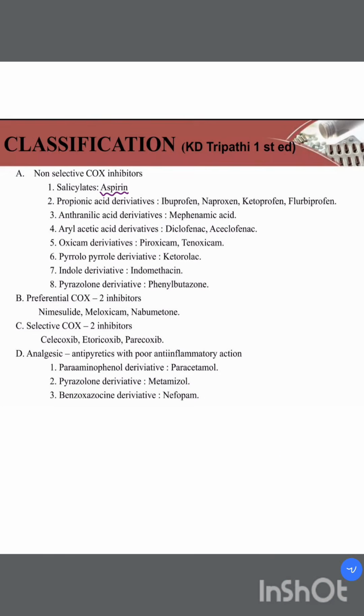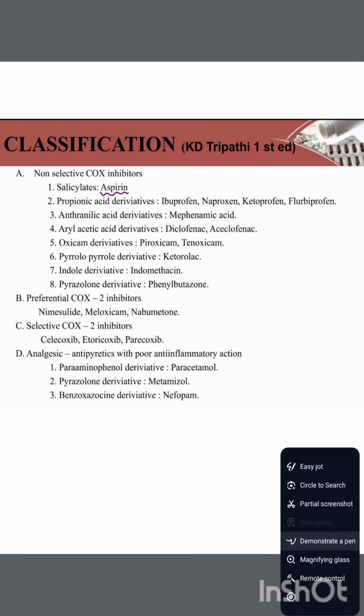So, this is the classification of our NSAIDs, and this is the table from KD Tripathi. Non-selective COX inhibitors, that means these drugs are going to block COX-1 as well as the COX-2 enzyme. Preferential COX-2 inhibitors, that means they are going to block COX-2 more than COX-1. Selective COX-2 inhibitors mean they will only block the COX-2 enzyme. Then there are analgesics with poor anti-inflammatory action. We know that paracetamol is one of them. So we'll understand how aspirin exactly works.